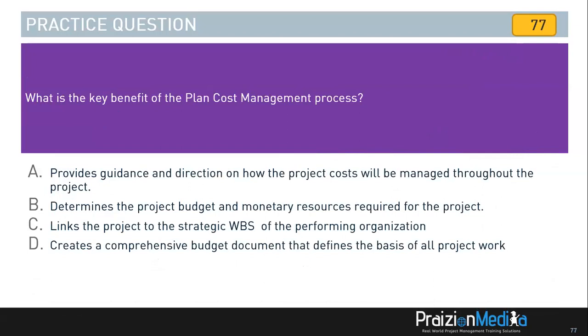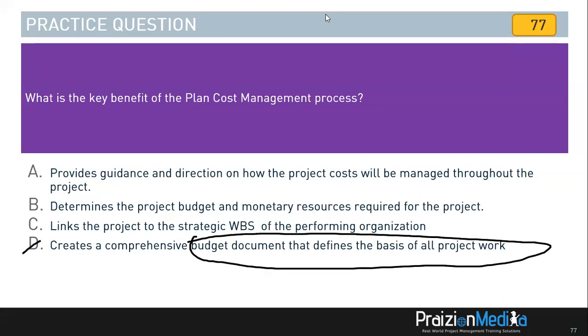What is the key benefit of the plan cost management process? All right, hit the pause button if you need more time. So remember, this is the very first thing you're doing in cost management, and therefore, anything that prescribes a future activity is wrong, or anything that prescribes a previous activity already done is wrong. So right off the bat, let's take a look at D. Creates a comprehensive budget document that defines the basis of all the work. This is wrong. The budget comes after we have planned cost management.